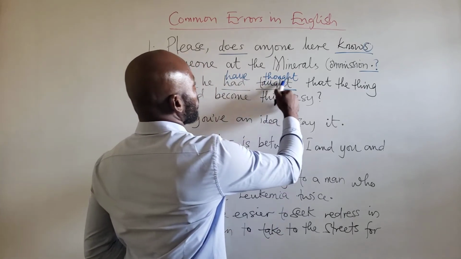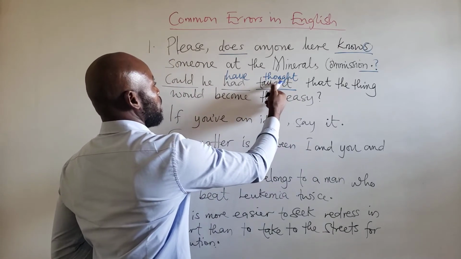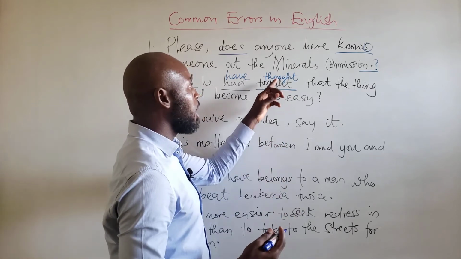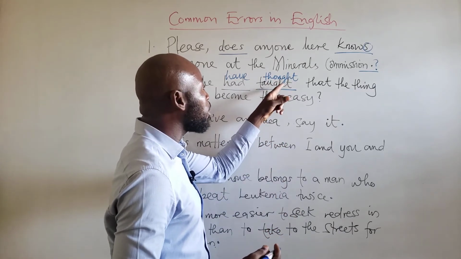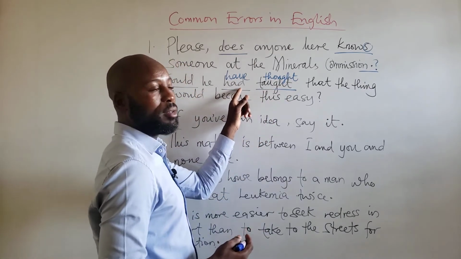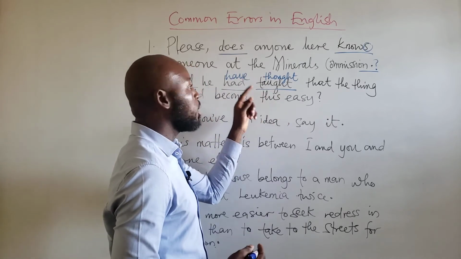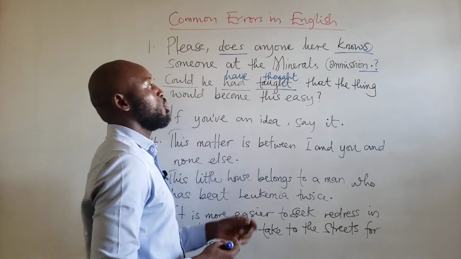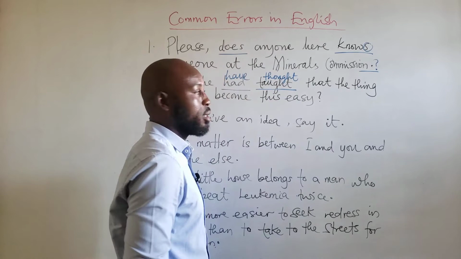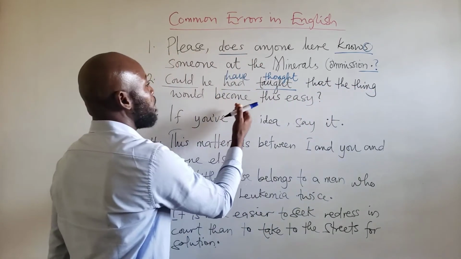And then this word didn't just come as think but thought, because this is the past participle. Though both the past participle and then the simple past are written the same way, here we can tell that this is the past participle because after the word have or has or had, the action verb that follows is always in the past participle. So this is the past participle form of the word think. So thought. Could he have thought that the thing would become this easy?